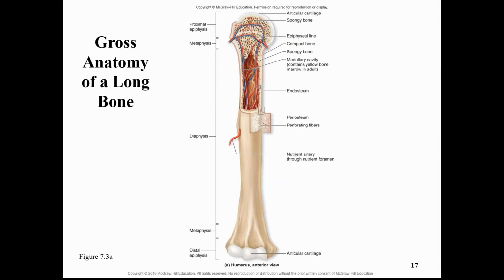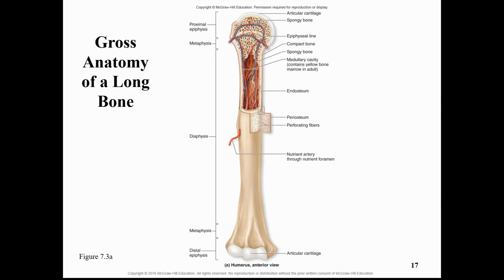So here's an example of our humerus. We have our articular cartilage on our proximal end and our distal end. We've got our main diaphyseal shaft. We've got our two epiphyses. And then we've got this metaphysis region here. So this is our distal metaphysis, and we also have a proximal metaphysis.